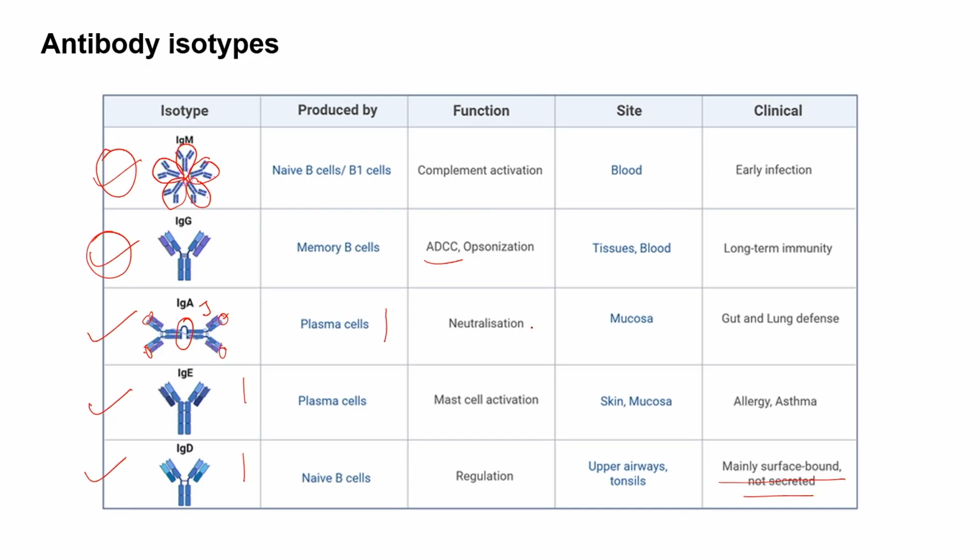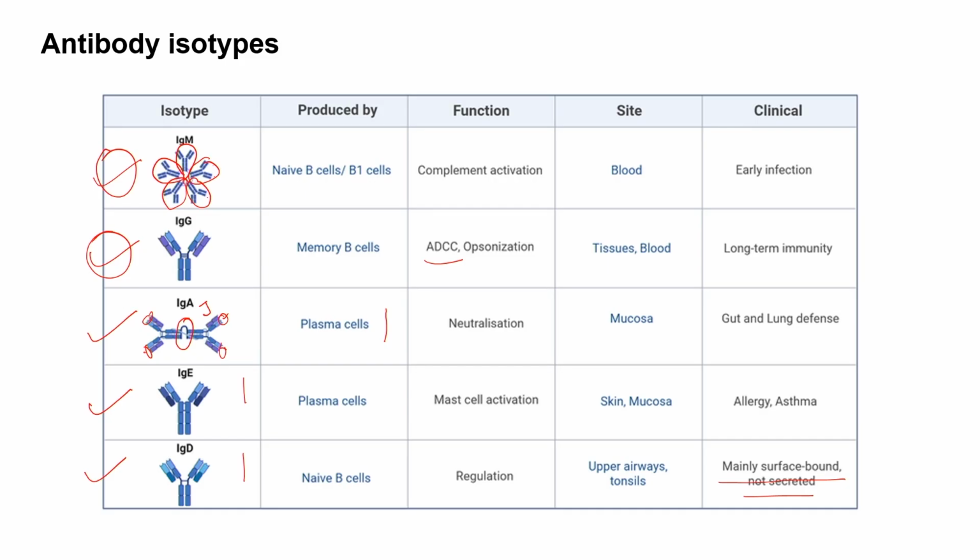IgE, as I told, is mostly involved in activation of allergic reactions, and allergic reactions are mostly caused by degranulation of the mast cell. Once activated, the mast cell starts secreting histamines, and these histamines can do a lot of other functions and could lead to allergic infection. And IgD simply has some sort of regulatory function in the body.